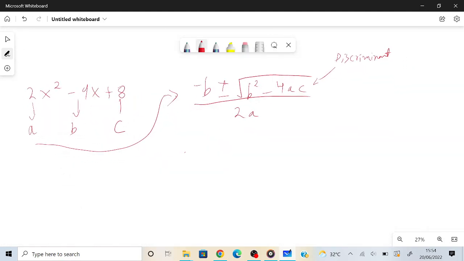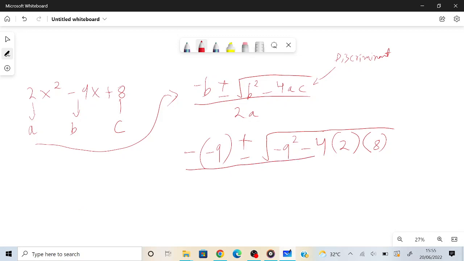We have minus into minus 9, plus minus the root of 9 squared minus 4 into 2 into 8, all over 2 into 2.